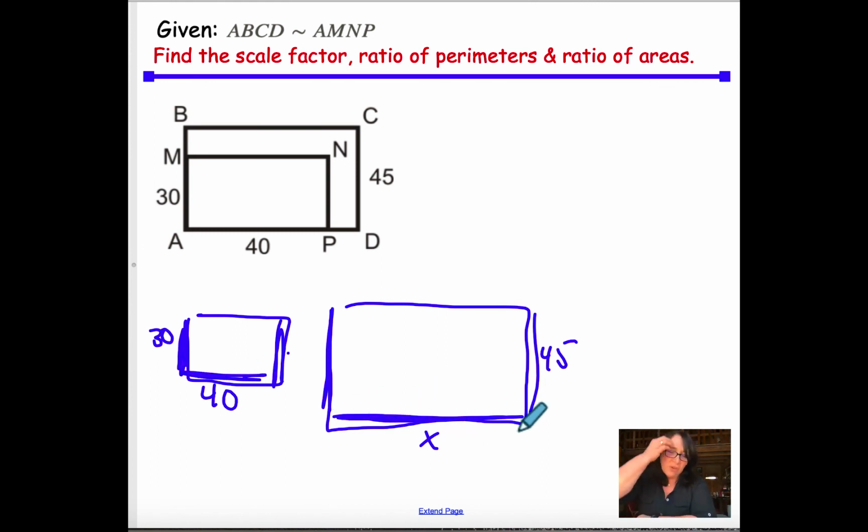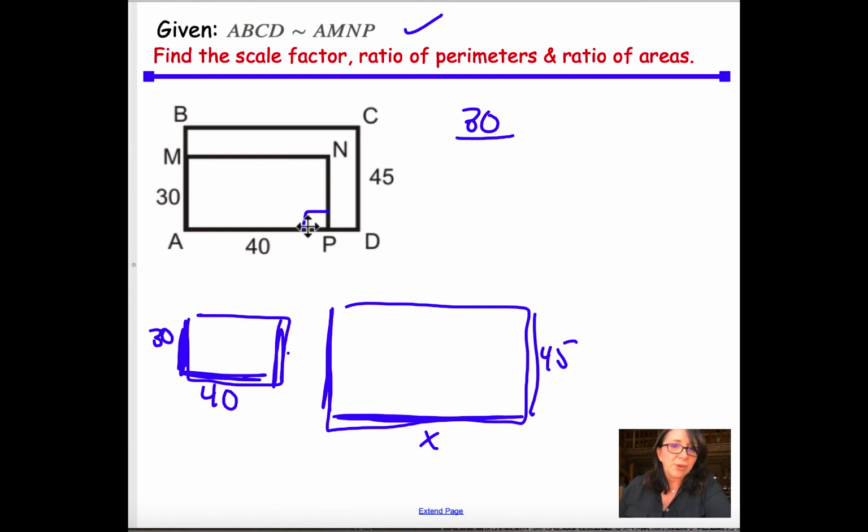So what we have to do first is set up a proportion because they're telling us that they're similar. Because they're similar, we can create a proportion for the sides. So we're going to go 30 is to, well, I don't know. What do we want? We definitely want to do this. 30 is to 40. I'm going to do that. Well, actually, we can't do that, can we?